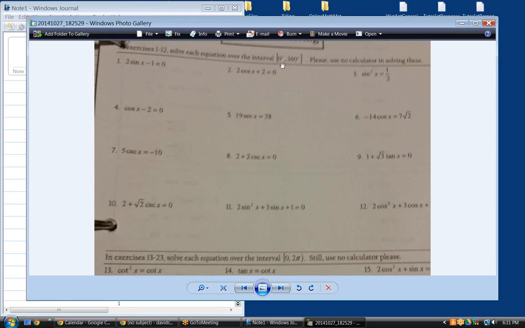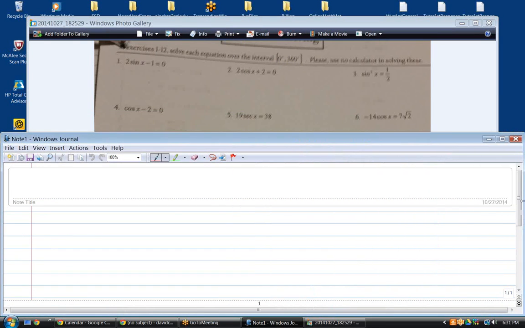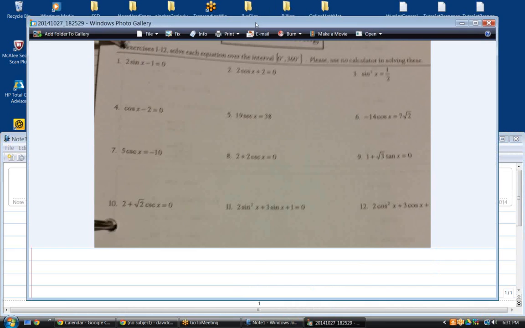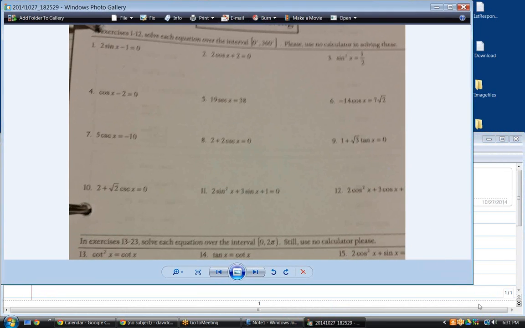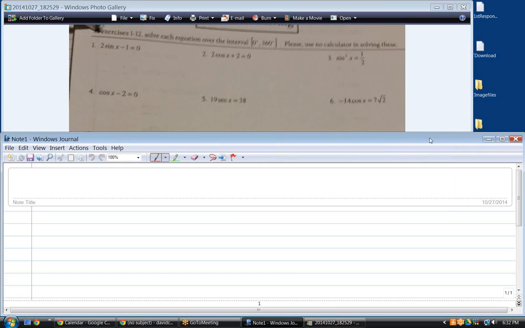Now, it looks like we got brackets around both. Is that true? Yeah. Well, that is a different interval then. In other words, the interval the last time we met was 0 to 2 pi, but the parentheses were around 2 pi, which means you didn't have to go all the way up to 360, and that does make a difference. All right.